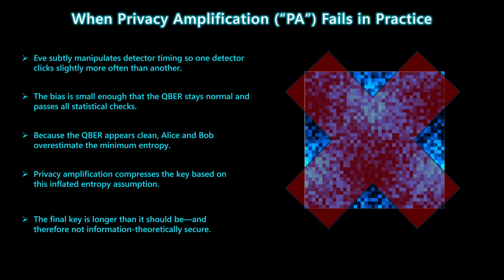Privacy amplification compresses the key according to this incorrect entropy estimate. Since the entropy was overestimated, the hash function compresses the key less than it should. The final key ends up longer than the security proof allows, and some of the underlying statistical structure remains. The result is a key that looks random to the eye, but is not fully secure in the information-theoretic sense. Eve retains more knowledge than the system believes, and the privacy amplification step fails to eliminate her advantage.